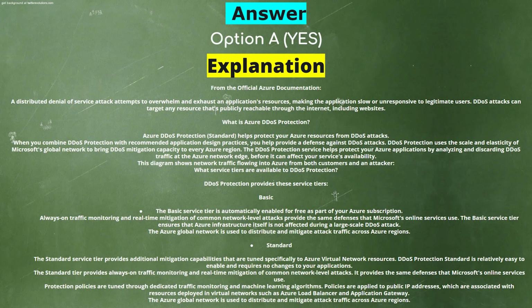What service tiers are available to DDoS protection? DDoS protection provides these service tiers. Basic. The basic service tier is automatically enabled for free as part of your Azure subscription.